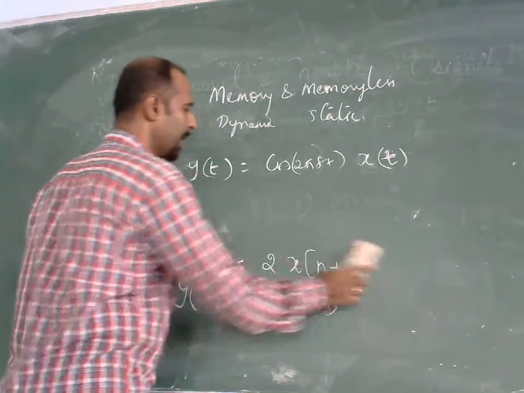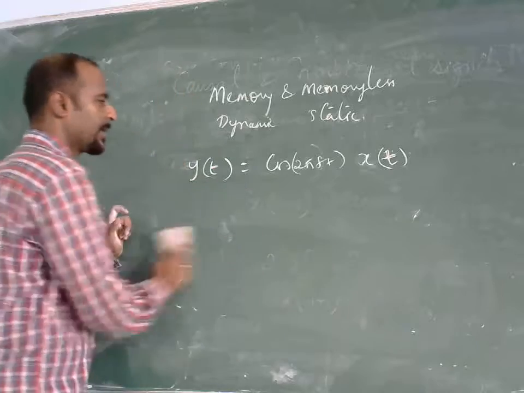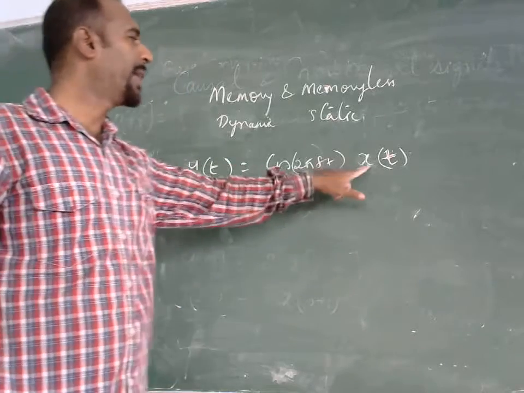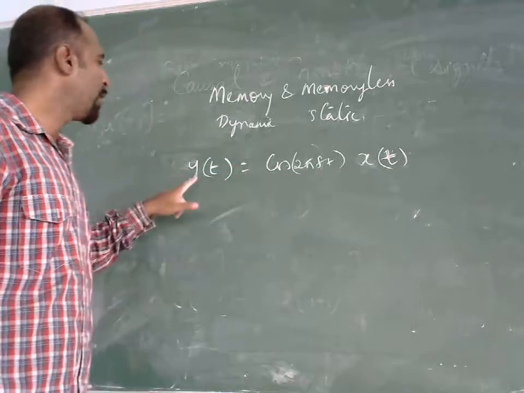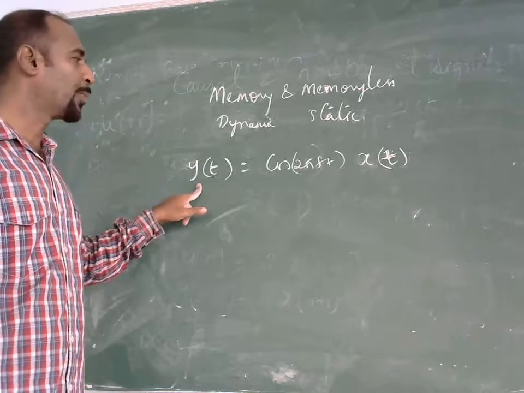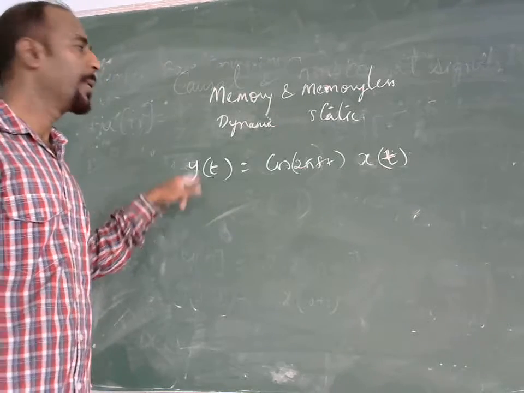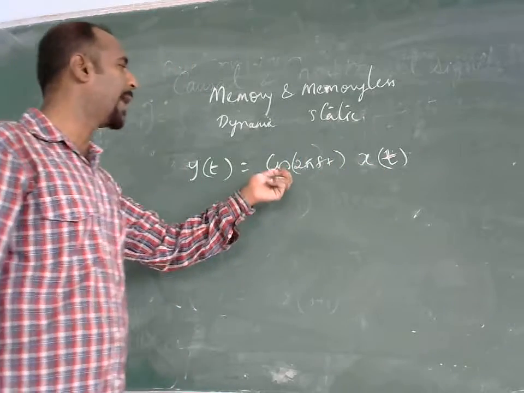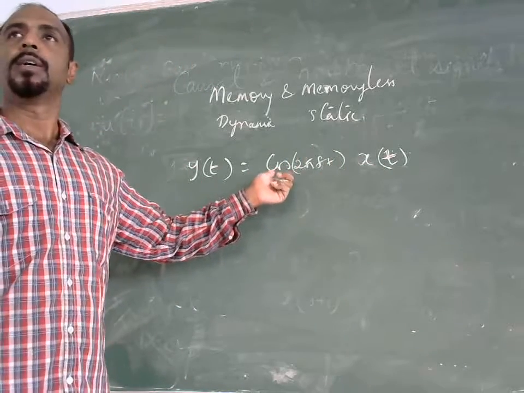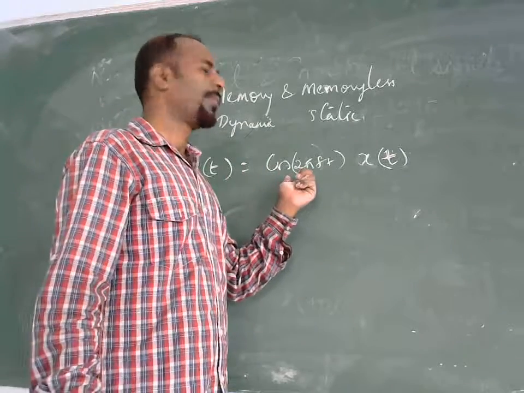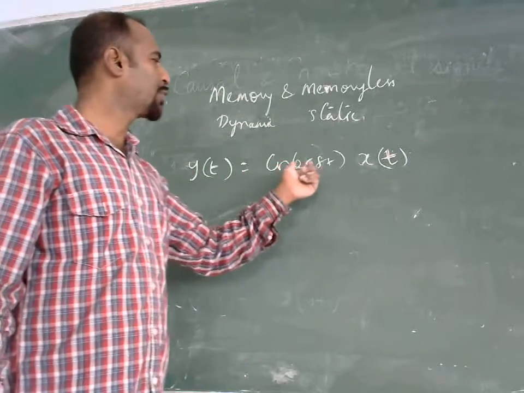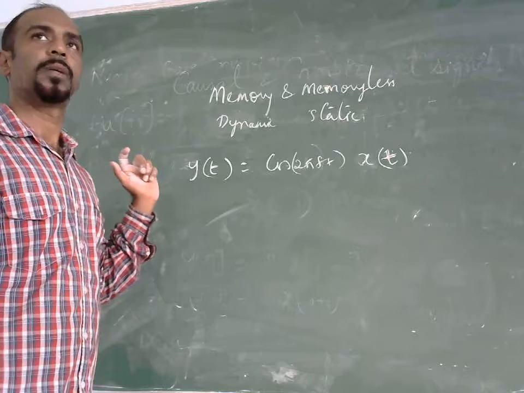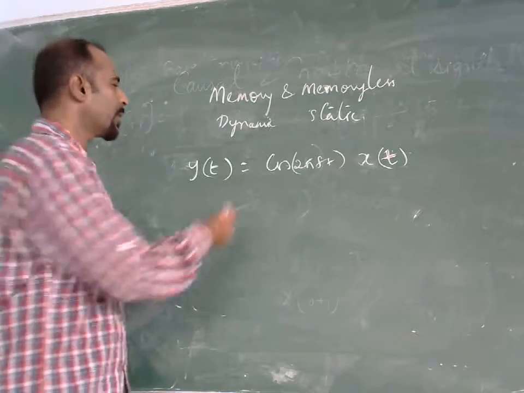What did the system do? We gave x of t as an input and obtained y of t as the output. What is y of t? Cos 2 pi f t into x of t. That means the input is multiplied by the cosine function, the cos 2 pi f t function.